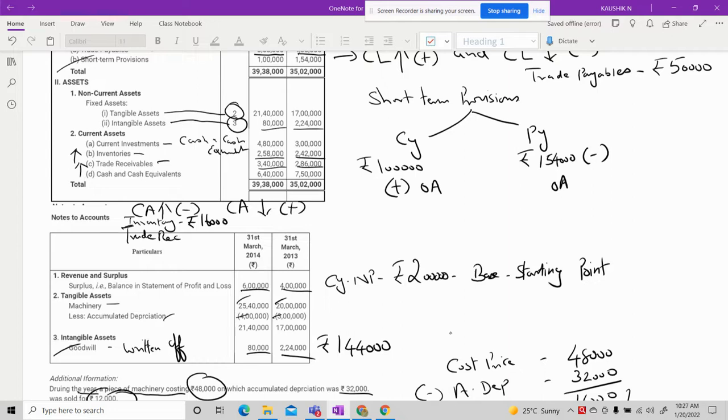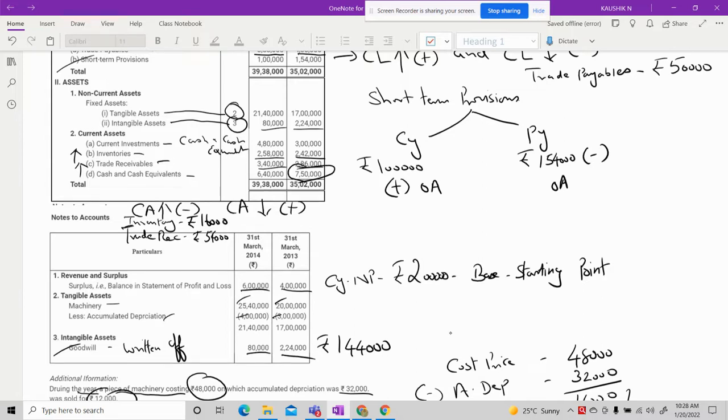Trade receivables rupees 54,000. And then this cash and cash equivalent which we have will be taken up separately to the D category, because A category will be cash flow from operating activity, B category will be cash flow from investing activity, and the C category will be cash flow from financing activity, and D category will be cash and cash equivalent, and the opening value will be rupees 7 lakh 50,000.